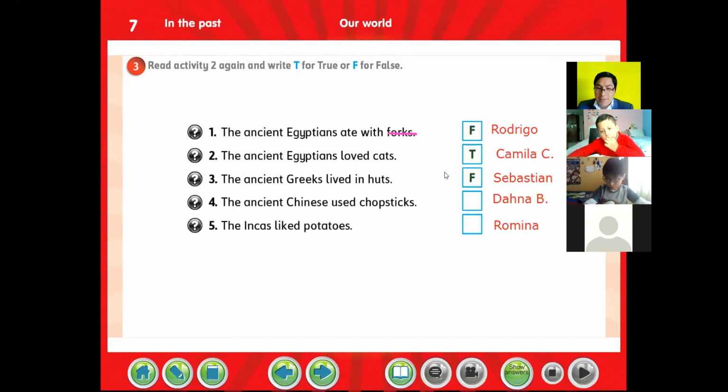Okay, look, Dana Baltasar, number four, please. Read number four. The ancient Chinese used chopsticks. False. Are you sure, Dana? The old Chinese, the ancient Chinese used chopsticks? It's true. This is in the vocabulary, no? Chopsticks.